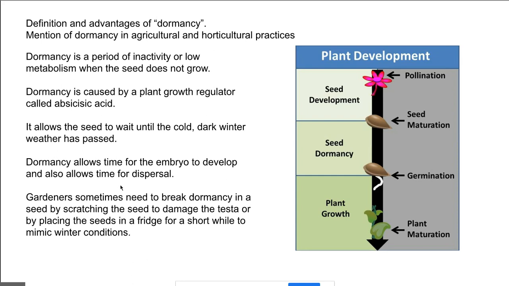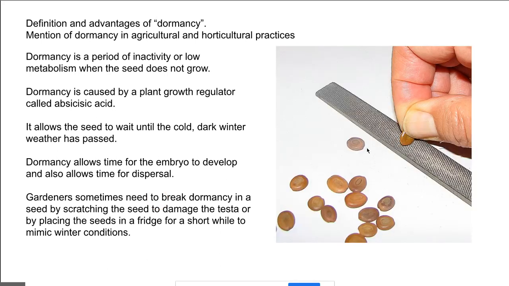You're also required to know some methods that a gardener might use to speed up the germination process to try and skip dormancy. One way gardeners can break dormancy is by scratching the outside of a seed, because normally the seeds would have a very tough testa that will take months of weathering, of frost and rain, to slowly break down. So one method is scratching the surface of the seed like that to break the testa to allow germination.